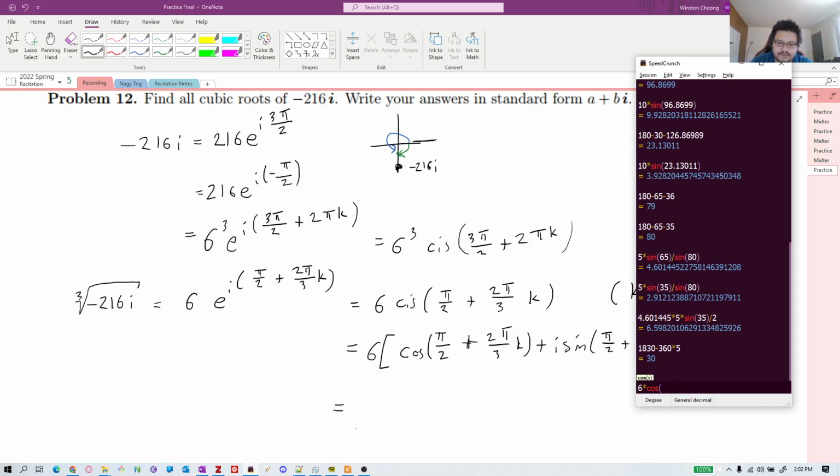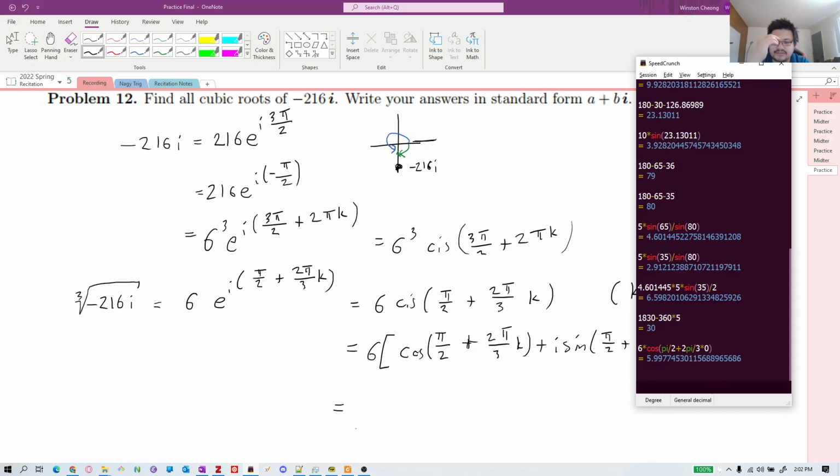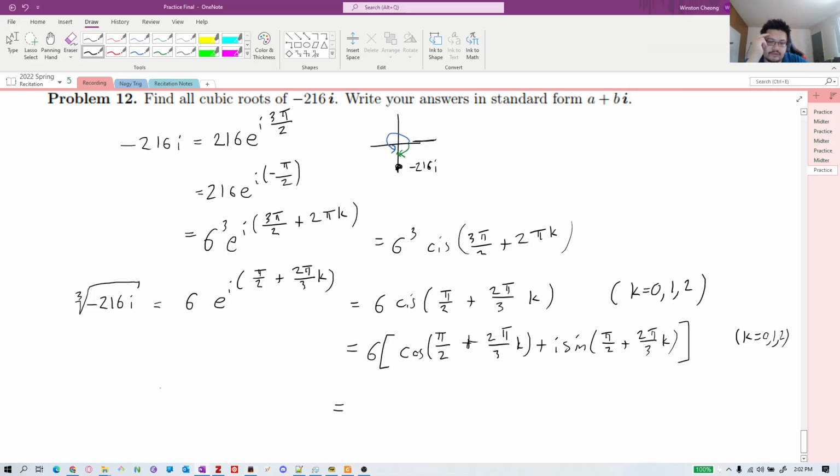So 6 times cosine of pi over 2 plus 2 pi over 3 times 0. Fine. Oh, but that's not good. I want exact. I probably do want exact, don't I? It doesn't say it, but I would prefer exact. Okay, all right, fine. I'll just do it manually.